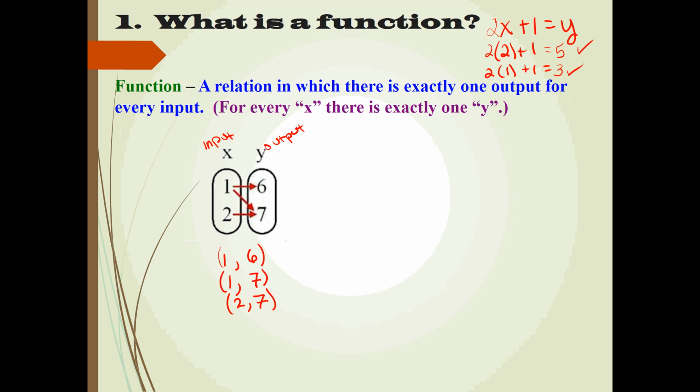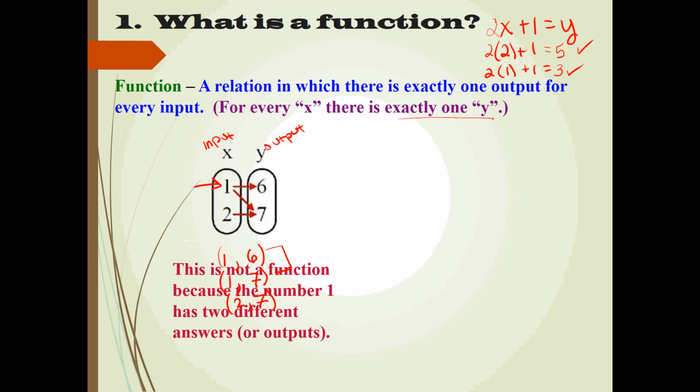And remember, for this to actually be a function, we need a properly working machine, where every time a certain value goes in, it always produces the exact same value out. So we can see that we put a 1 into this machine, and one of the times the 1 produced a 6. However, the second time we put the 1 in, it produces a 7. So because the input of 1 does not have exactly one y, it has two y's, this is unfortunately not an example of a function.